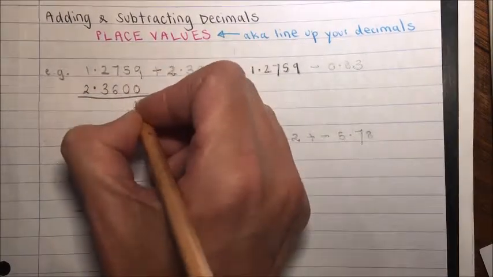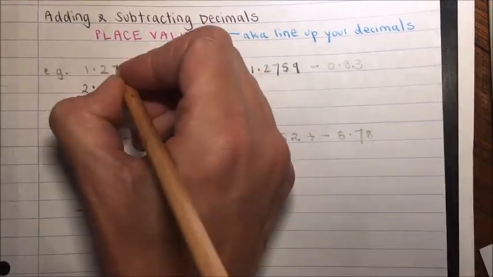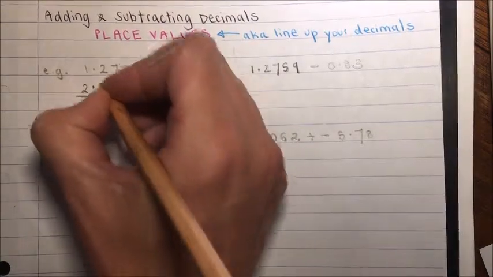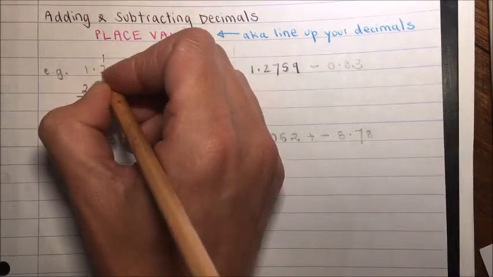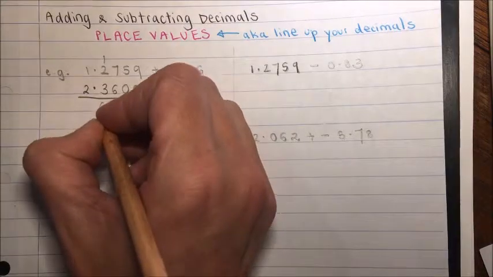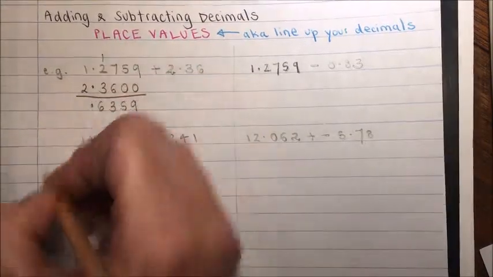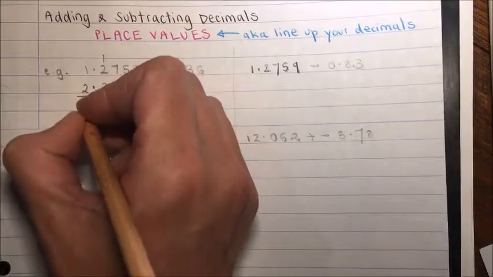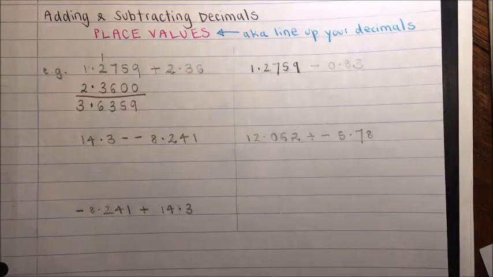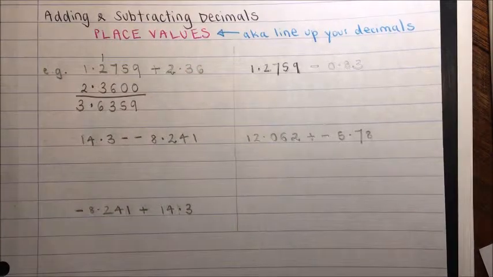So 9 and 0 is 9, 5 and 0 is 5, 7 and 6 is 13, 3 and 2 is 5, and 1 is 6. Keep your decimal in line. And 1 and 2 is 3. So that's how that works.